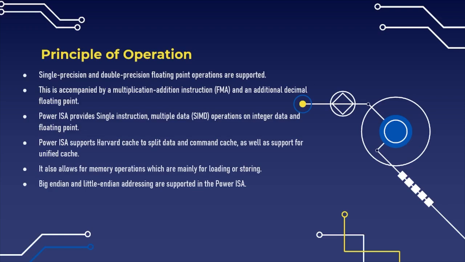Big endian and little endian addressing are supported in the Power ISA with separate categories for endian mode and per page, as well as it supports 32-bit and 64-bit addressing. Lastly, there are many other modes of operation included in Power ISA such as user, supervisor, and hypervisor.